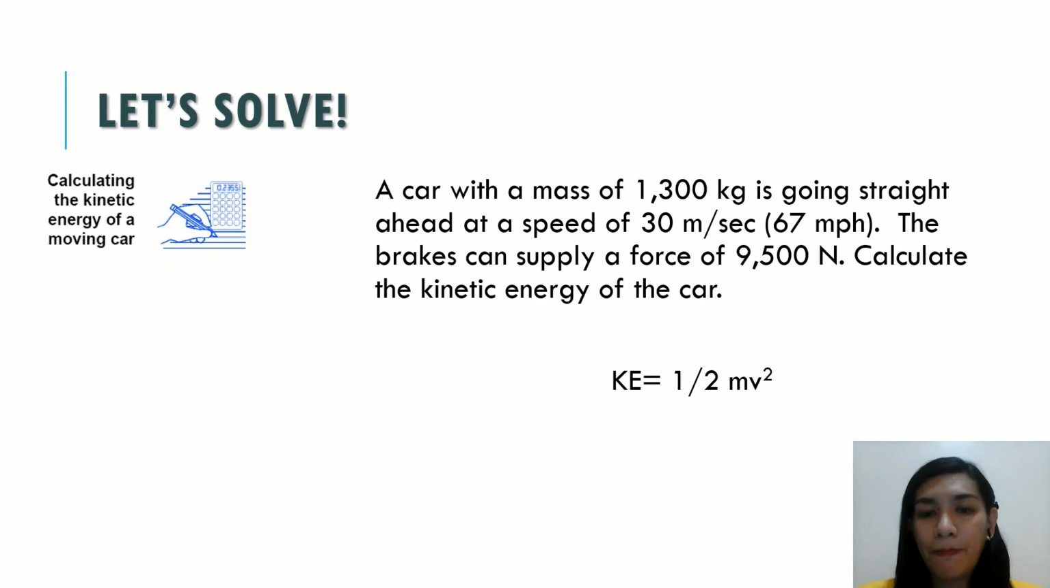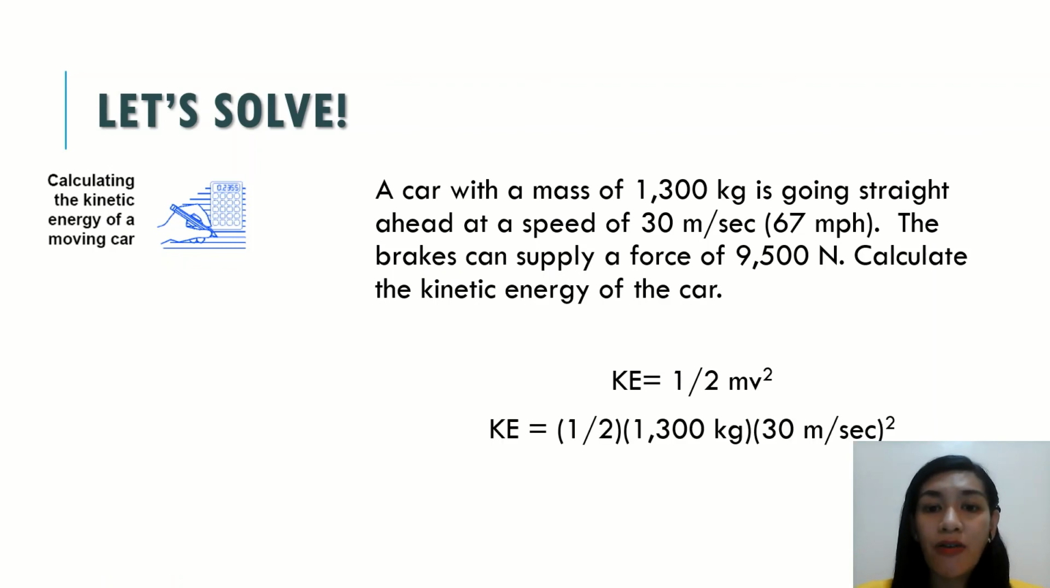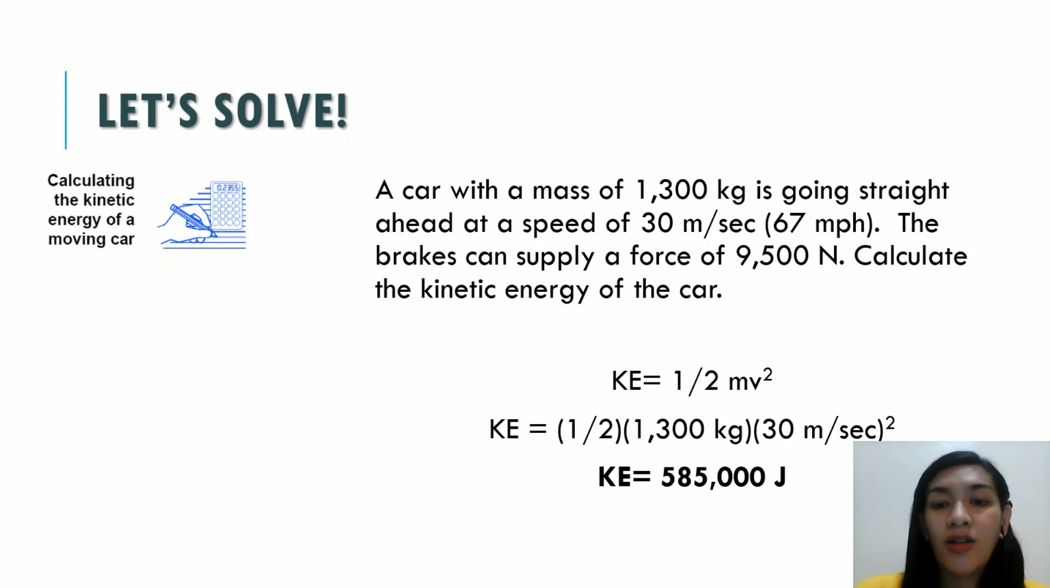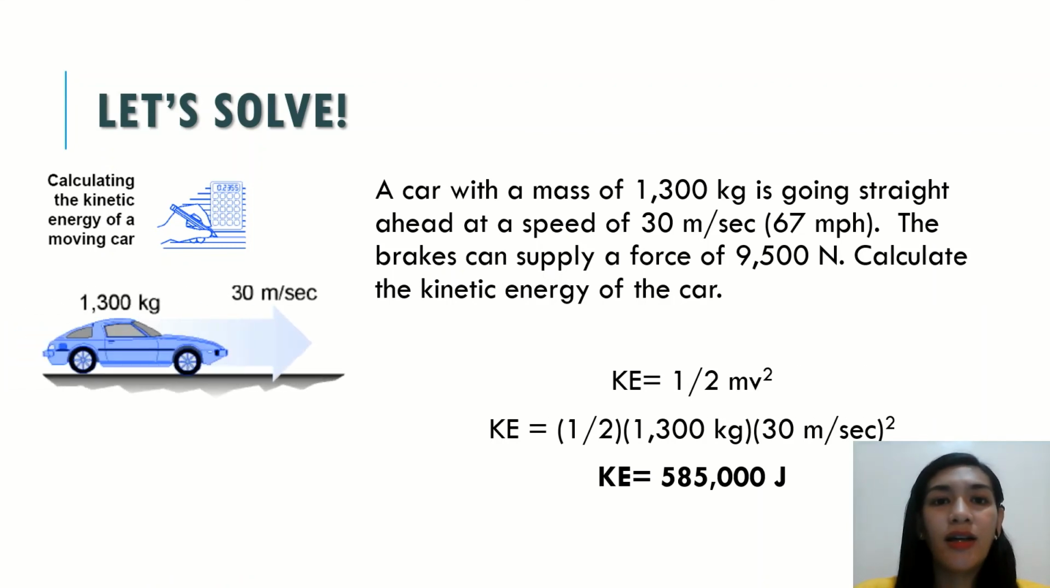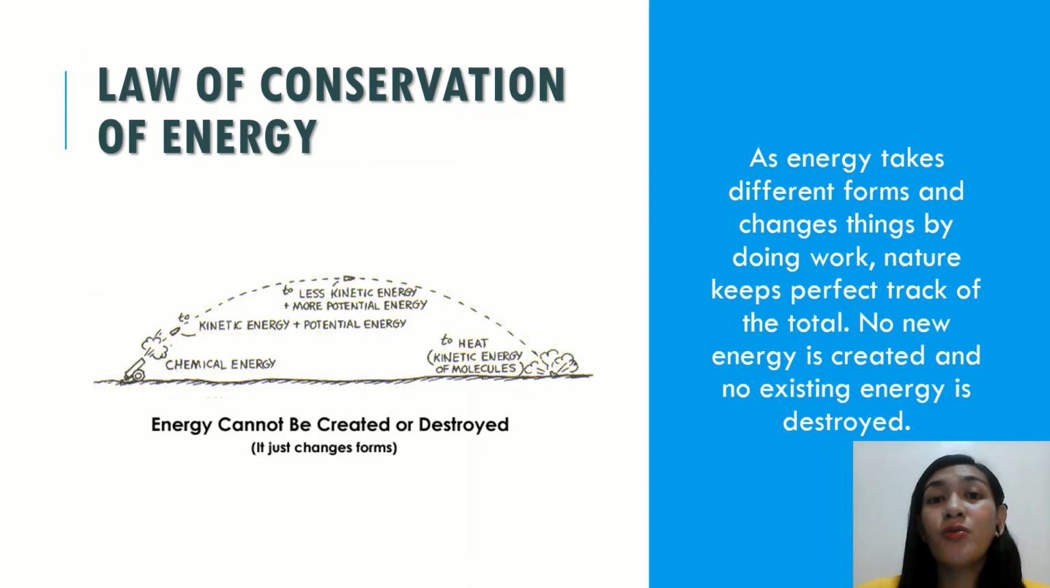Now, let's substitute our values. We simply input our mass, which is 1,300 kilograms, and our velocity, which is 30 meters per second. Again, you do your computations in your calculator in one equation to arrive at your answer, which should be 585,000 joules.